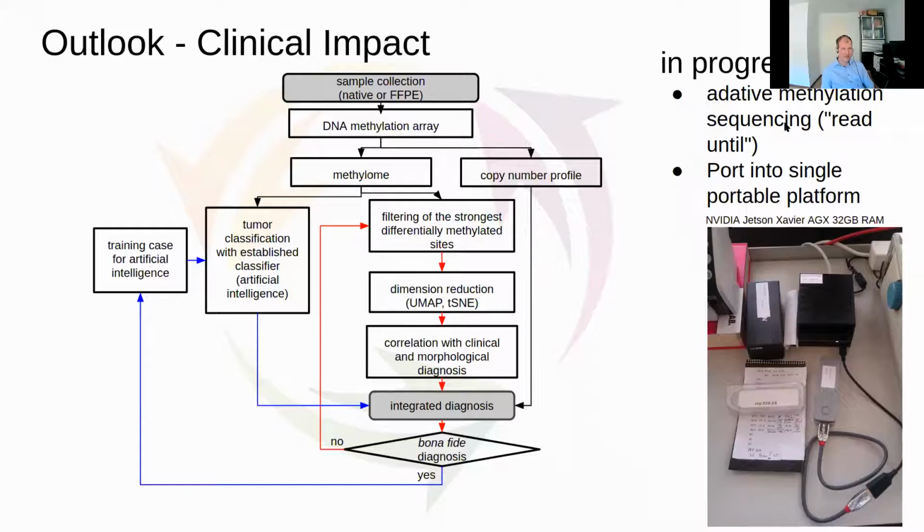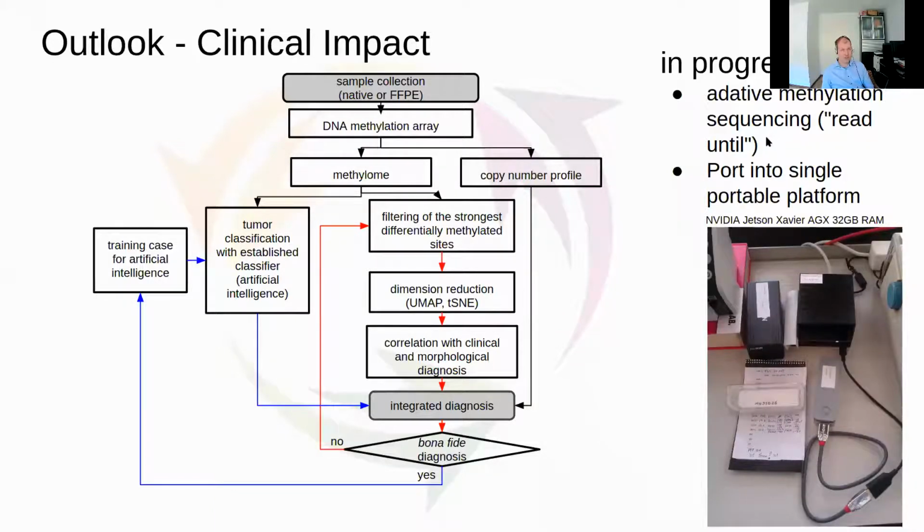The other thing where things might go is adaptive methylation sequencing. Some of you might have heard that you can actively take influence on the MinION sequencer. That's actually a MinION sequencer. It's a USB stick-sized device. And you could then reject reads that you no longer need, so as to enrich for those DNA sequences that are of higher interest.